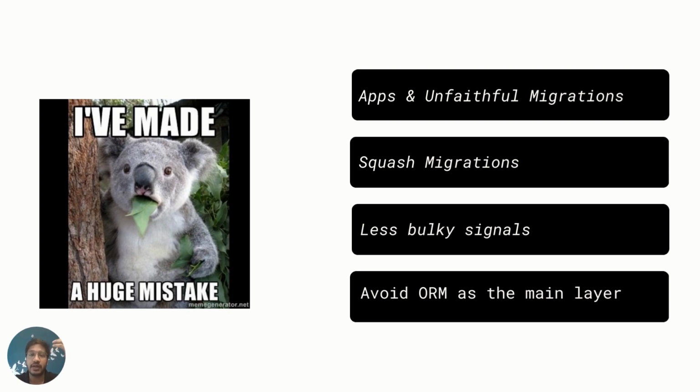Then comes less bulky signals. If you are into Django development, you are aware of Django signals. The Django signal framework can be useful to decouple events from actions, but one use case that can be troublesome is pre and post save signals. It works in the way that when something happens, you do something.